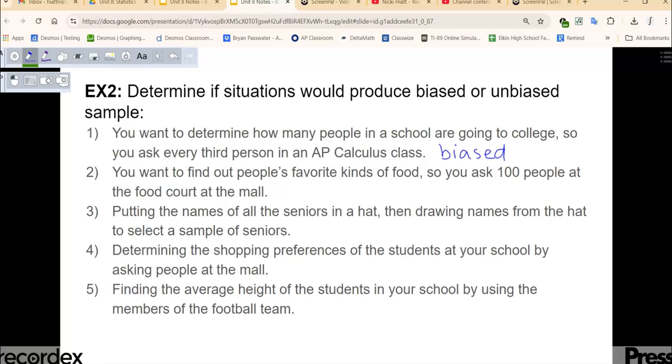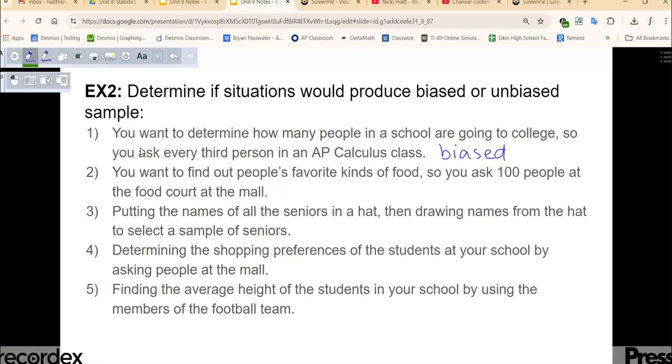So they may be more likely to be going to college than if I go to a different class where students are maybe less motivated. So that would produce definitely a biased result.